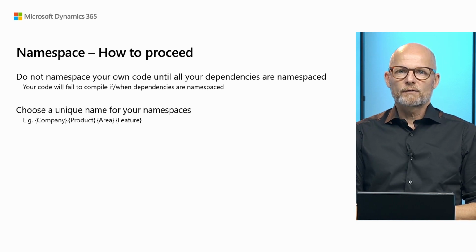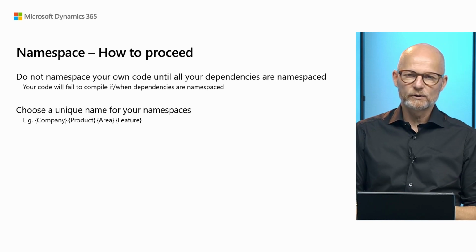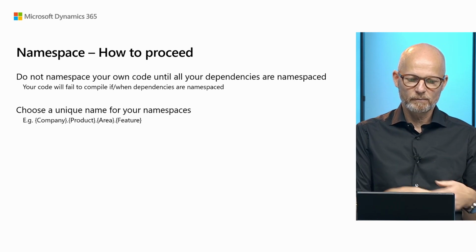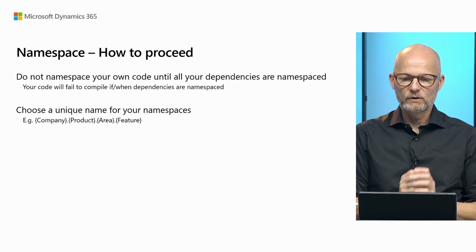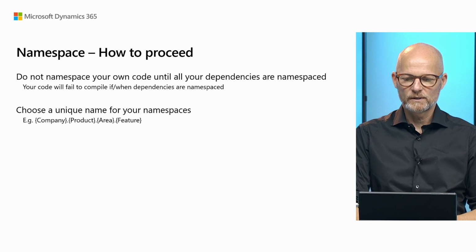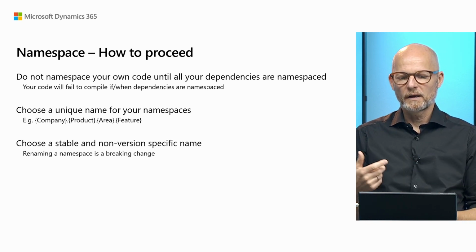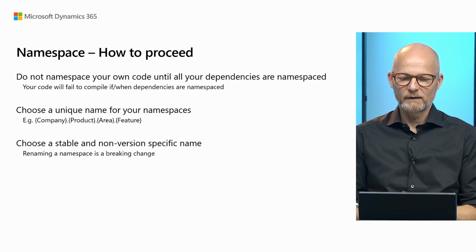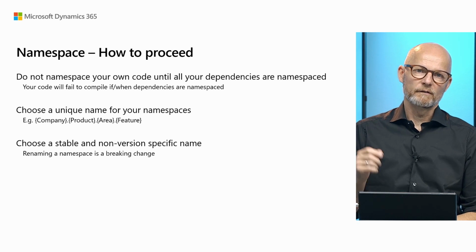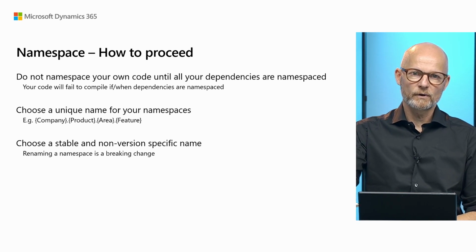Choose a unique name for your namespaces. And the good practice here is to choose something that starts with your company name, product, area, feature. But you should make sure that the root is definitely your own. It should be stable and non-version specific, because renaming a namespace is a breaking change. If you move an object from one namespace to another, those who refer to the object where it was before will be broken.